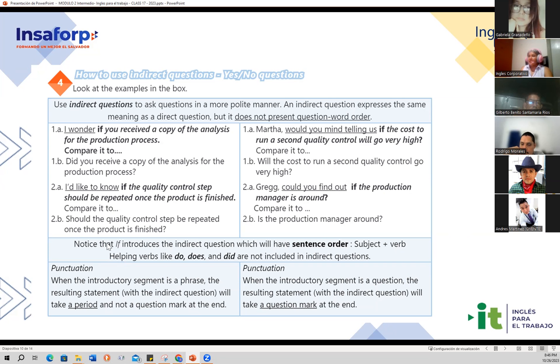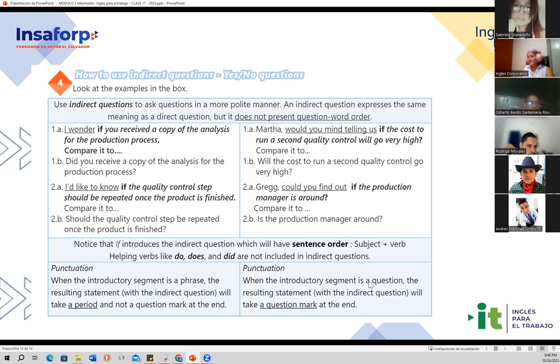So notice that if introduces the indirect question, which will have sentence order, subject plus verb, okay? Helping verbs like do, does, and did are not included in indirect questions. Okay, be careful with punctuation. So in this case, when there is an introductory statement or phrase, the resulting statement with an indirect question will take a period and not a question mark at the end. If you realize, it doesn't have a question mark at the end when you use an indirect question, right?